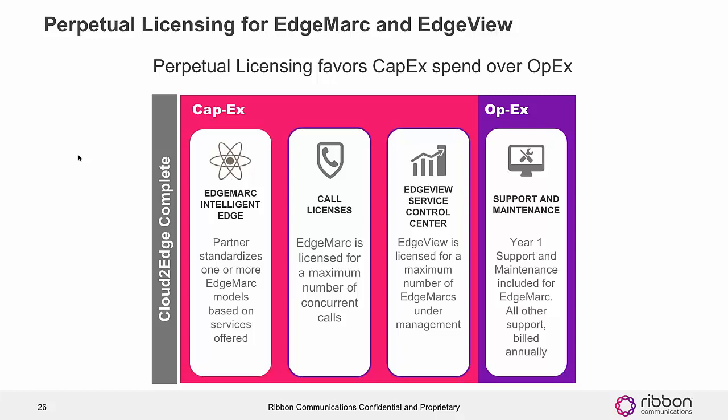In the cloud to edge model, there is a monthly service fee per site. So a charge per site per month. For that charge, you get all of the call licenses you would ever need. You get full access to EdgeView with an unlimited number of EdgeMarks capable of being under management. And it includes all of your support and maintenance for both EdgeMark and EdgeView.